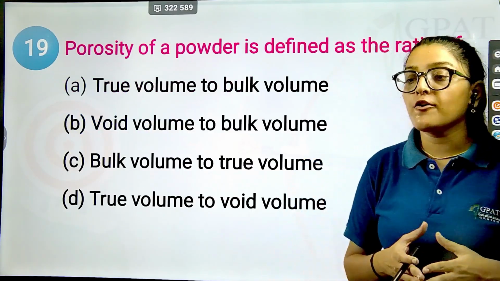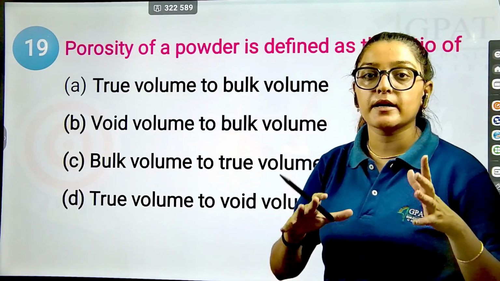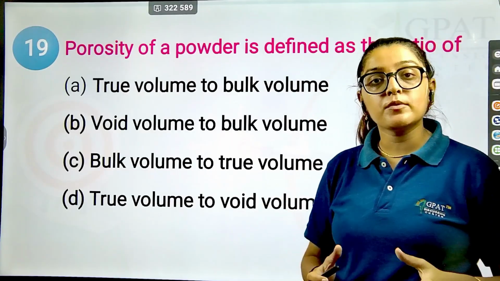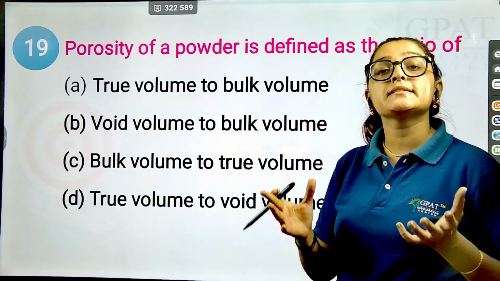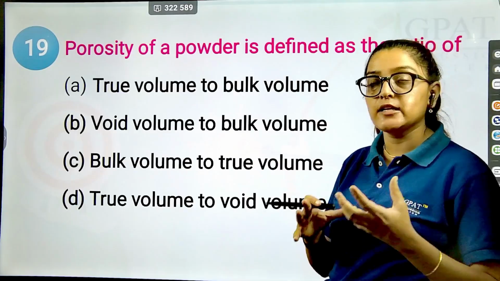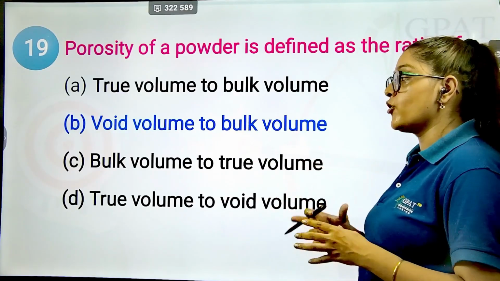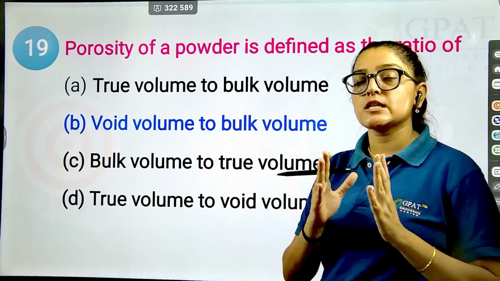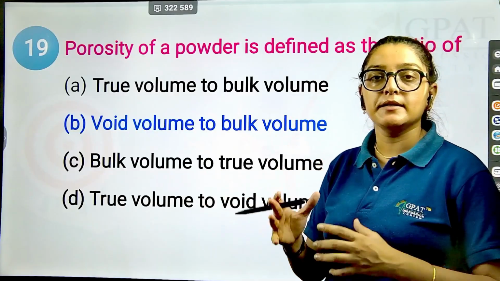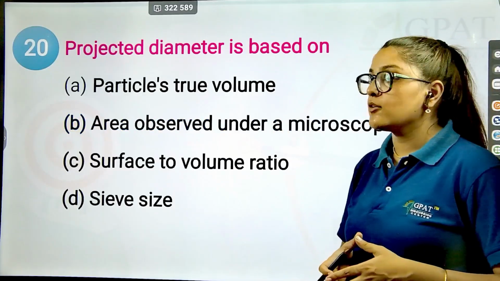Next, porosity of the powder is defined as the ratio of, just as I've told you, porosity includes nothing but the voids, right? So porosity is the measurement of void volume to the bulk volume. Void volume you all know is just the spaces. Bulk volume includes everything: the interparticular, intraparticular, the true volume of the powder, everything. So we have void volume to the bulk volume of the powder.